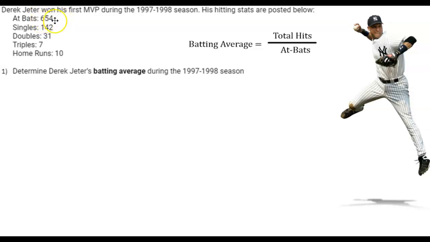Now, just to be clear, at-bats, you can think of this as tries. And if you want to write that down in your notes, you can. At-bats is tries or attempts. This is how many times that Derek Jeter had the opportunity to get a hit.